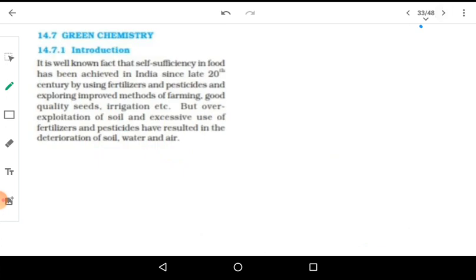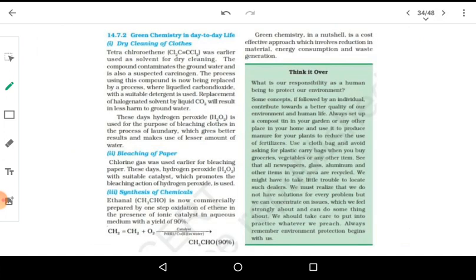Now moving on to the last topic of this chapter, that is green chemistry. In the late 20th century, by using fertilizers and pesticides, the amount of food produced in the country has increased. But what has happened? There has been increasing soil pollution, increasing water pollution, and also air pollution. So, let us see how we can apply the concept of green chemistry to our day to day life. First one, dry cleaning of clothes.